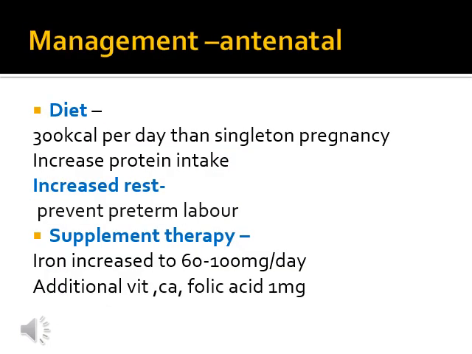Coming to the management in the antenatal period, the diet should be increased, that is 300 kilocalories per day more than a singleton pregnancy, because there is more demand for protein. Next is increased rest to prevent any kind of preterm labor. Then supplemental therapy also needs to be increased, like iron increased to 60 to 100 mg per day. Additional vitamin, calcium, and folic acid, that is 1 mg, is required in the multiple pregnancy case.